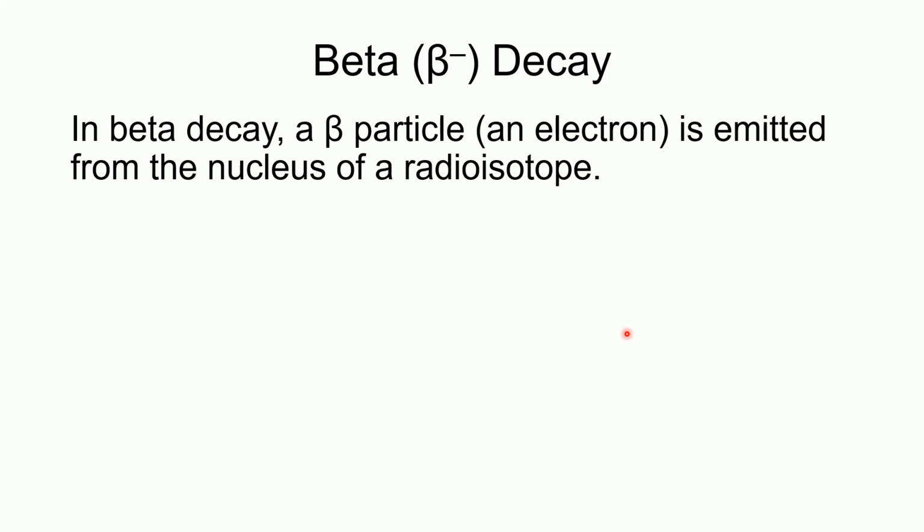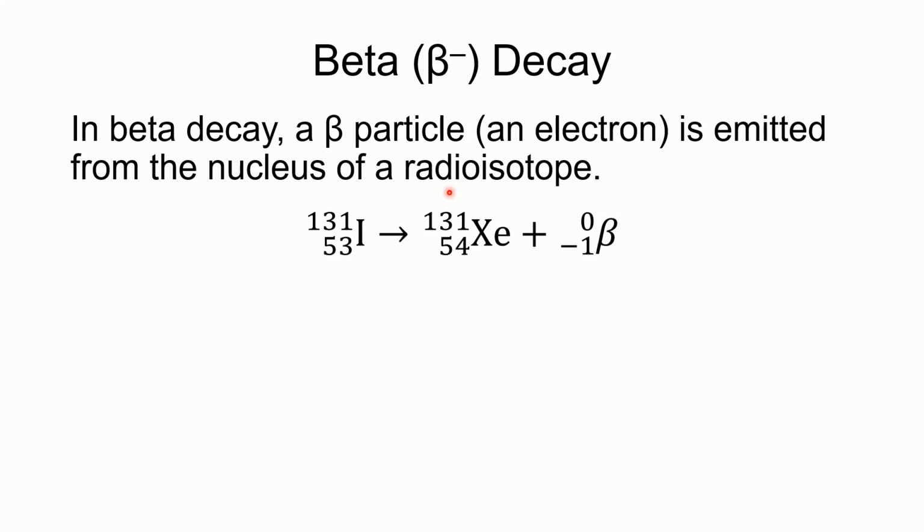Next, we want to look at beta decay. A beta particle is an electron, and it is emitted from the nucleus of a radioisotope. So I'm going to say that again. A beta particle is an electron that is emitted from the nucleus of a radioisotope. And if you've been paying attention throughout chemistry, that's not normally where we keep our electrons. Normally, we keep our electrons out in the orbitals, not in the nucleus. So this is unusual.